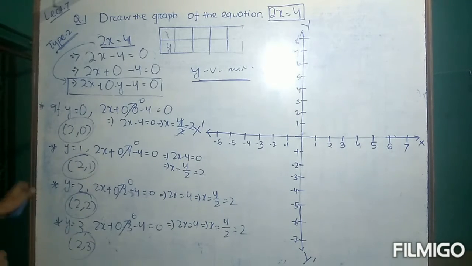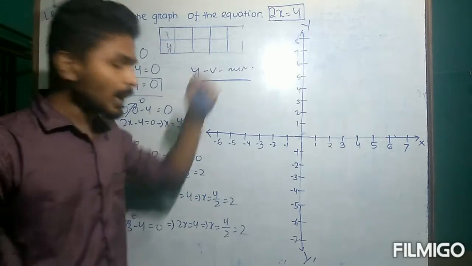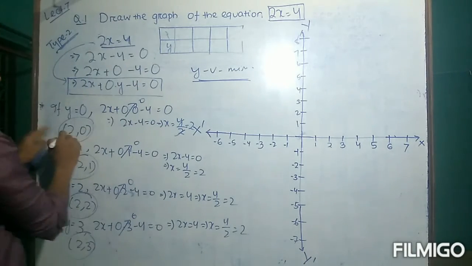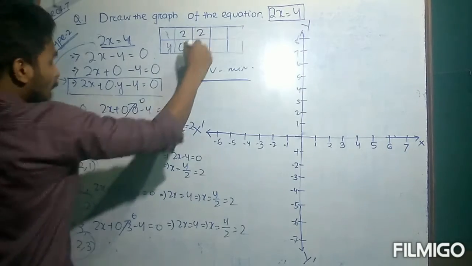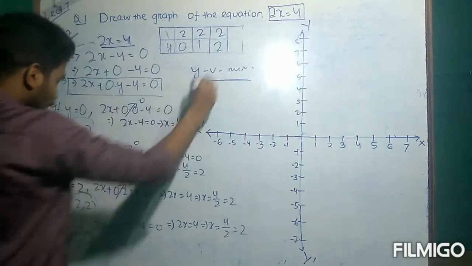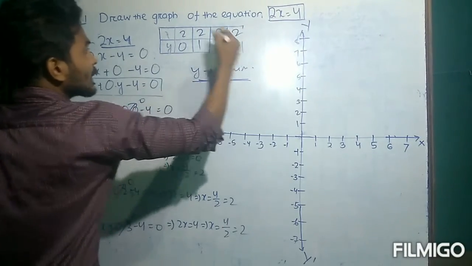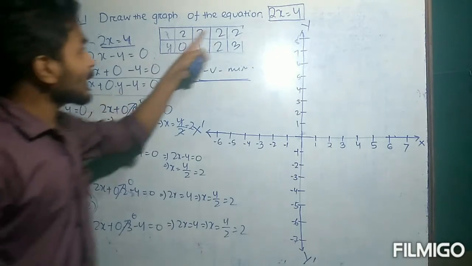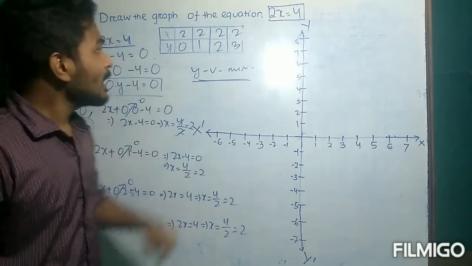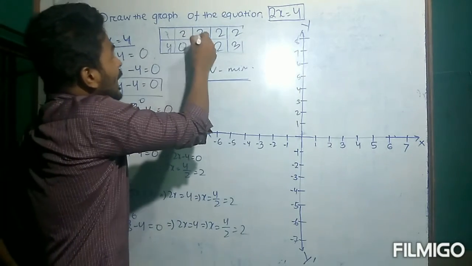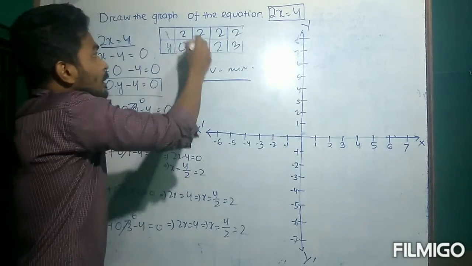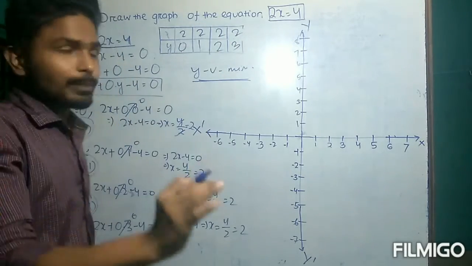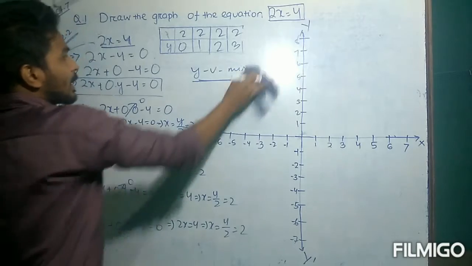Now we will write these 4 solutions in tabular form. So let's write them. The x coordinate is 2 and 0, here 2, 1, here 2, 2, and here 2, 3. That means one thing you can find out from this table, that the value of x is always 2, whatever the value of y. The value of x is always fixed or constant.